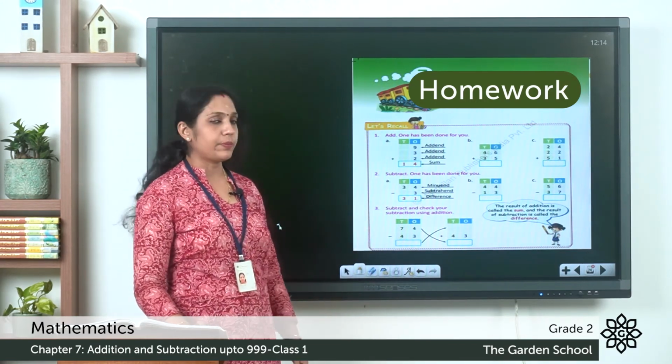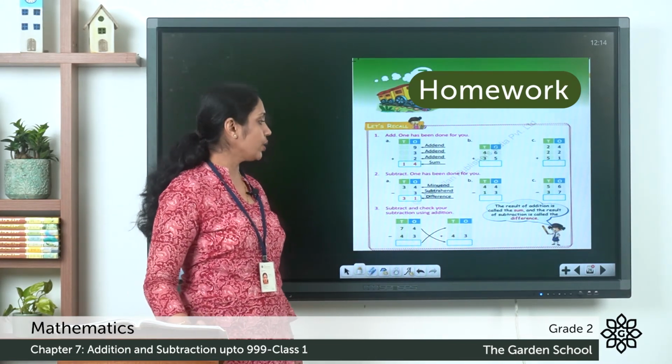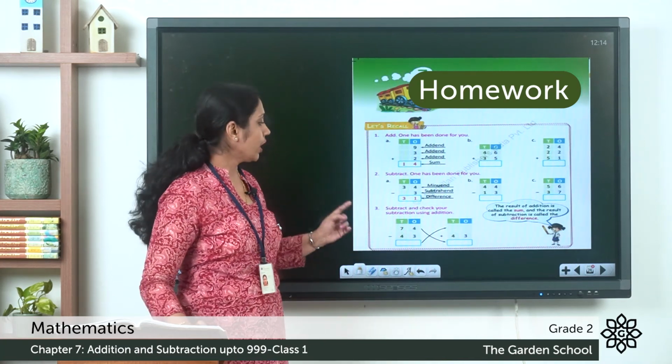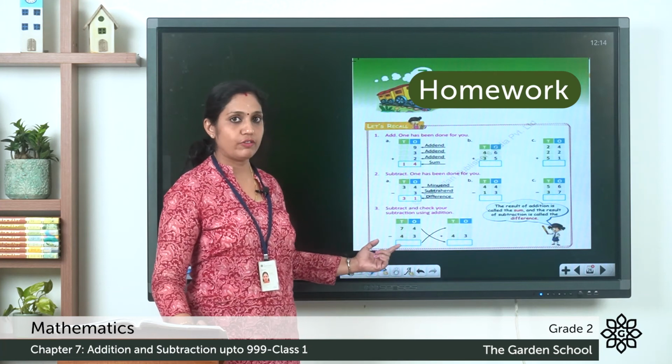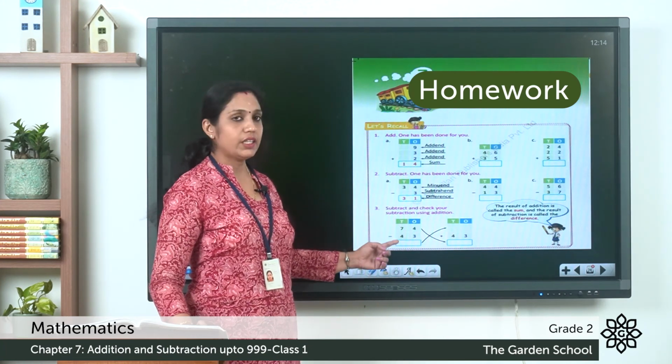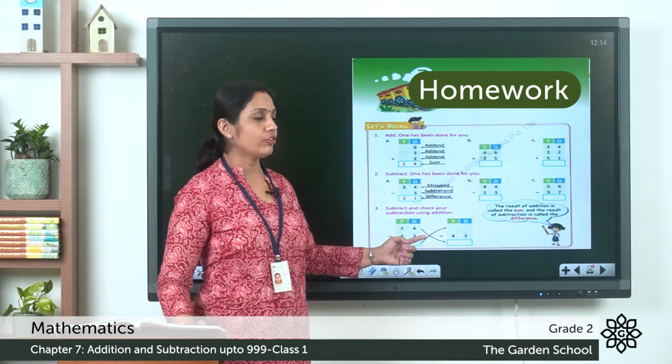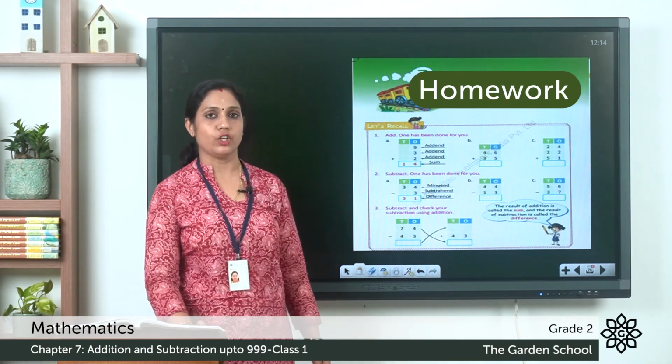And the next one, subtract and check your subtraction using addition. So you have 74 minus 43. First you have to subtract, and then with the difference and the subtrahend you have to find out whether your answer is correct or not.